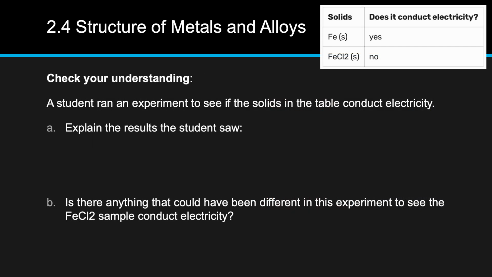So a student ran an experiment to see if the solids in the table conduct electricity. Explain the results the students saw. So you can see that solid iron did conduct electricity, but solid iron(II) chloride did not conduct electricity. So we know from our definition of metallic bonding that it would make sense that solid iron conducted electricity because it has those delocalized electrons that can carry current through the metal.